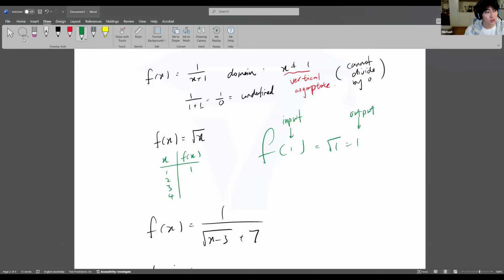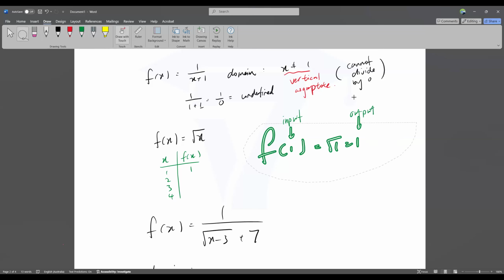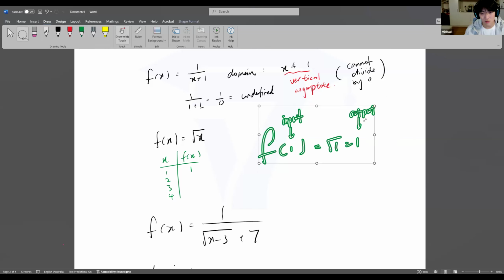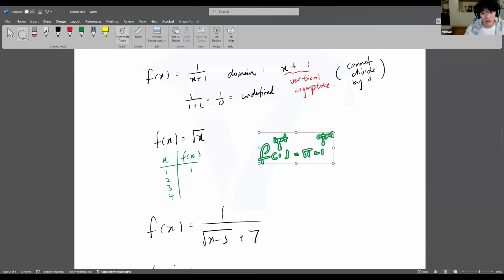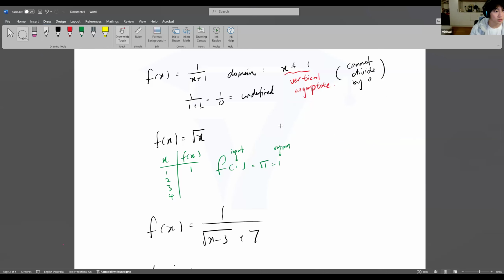What about 2? Square root of 2. Okay, nice. 3? Square root of 3. Sounds right. What about 4? 2. Nice. Any questions? Anyone? Nope. Now, what is the domain and range?